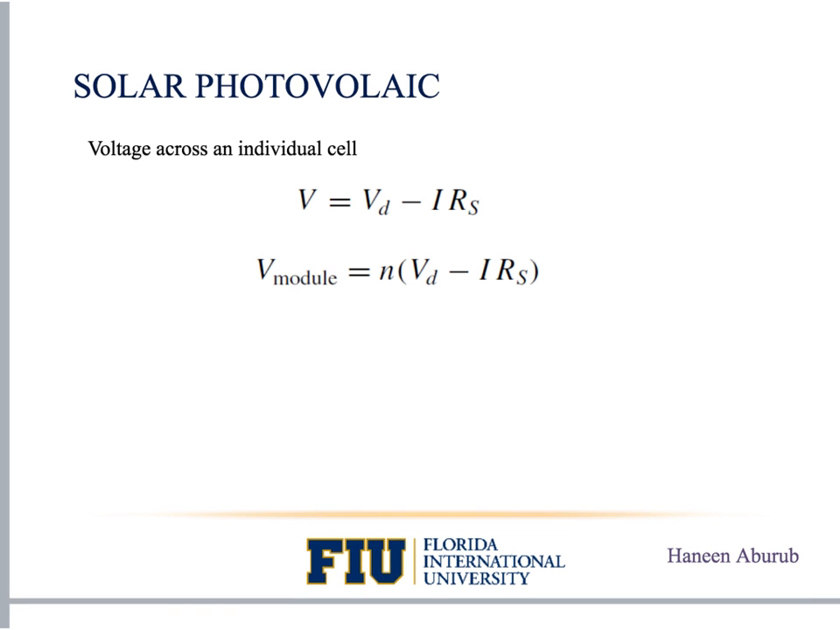Now, to find the voltage across an individual cell, we refer to the equivalent circuit for the solar PV cell that we talked about before. You can find that it's VD, the voltage across the diode, minus the current multiplied by the series resistance, and across the module it is N times VD minus IRS, or N multiplied by the voltage across an individual cell. This N represents the number of cells in a module.